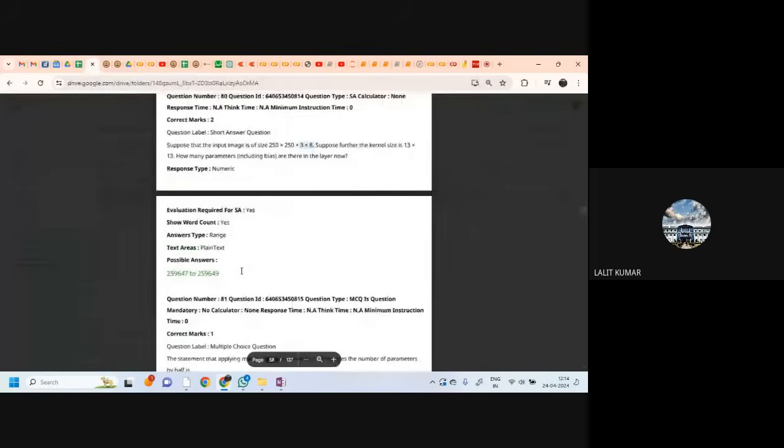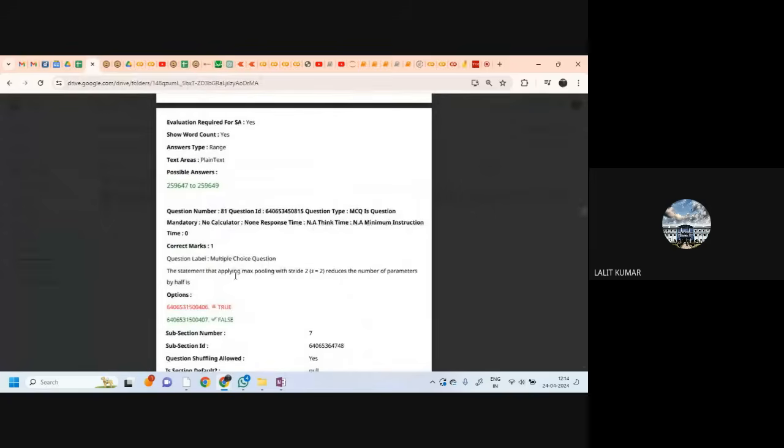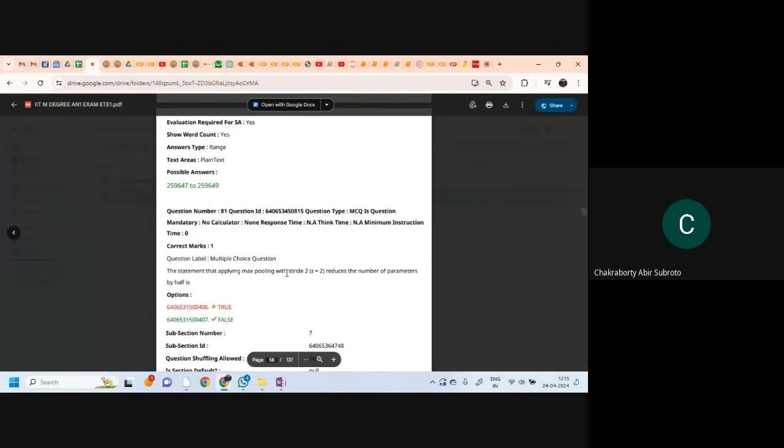The next question is the statement that applying max pooling with stride 2 reduces the number of parameters by half. It is false because there are no parameters in max pooling.